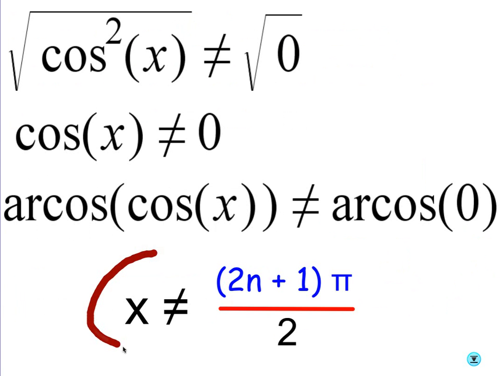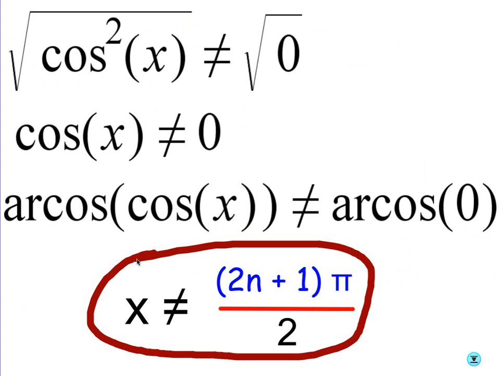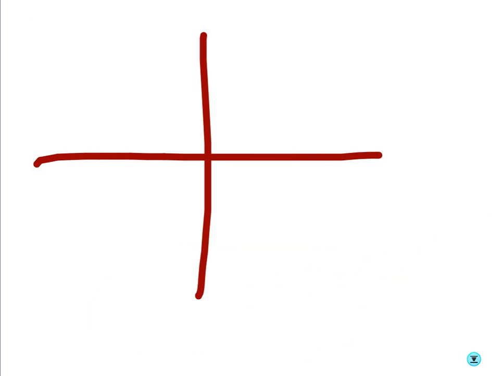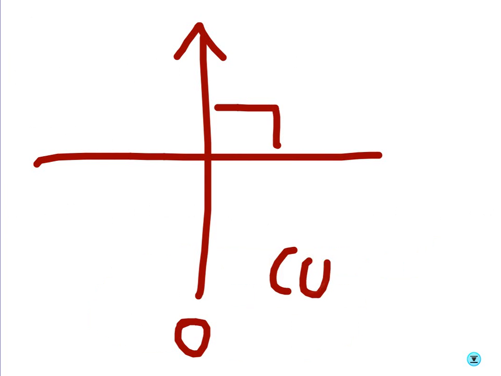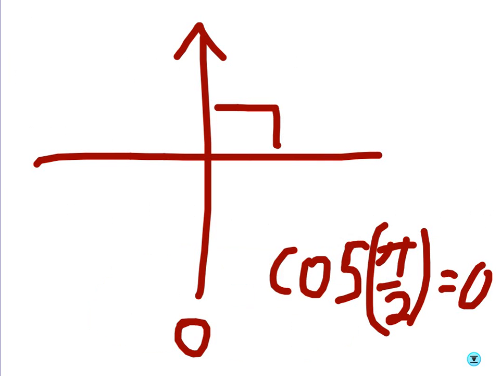This one's not going to be on the worksheet, so don't get too worked up on this one. This is a formula that will give you every point on the unit circle where cosine equals 0. For example, let's say n was 0. Plug in 0, you get pi over 2. On the unit circle at pi over 2, you'd have a 90-degree angle, and your x value would be 0, so cosine would be 0. Okay, so that means that x could not be equal to pi over 2.